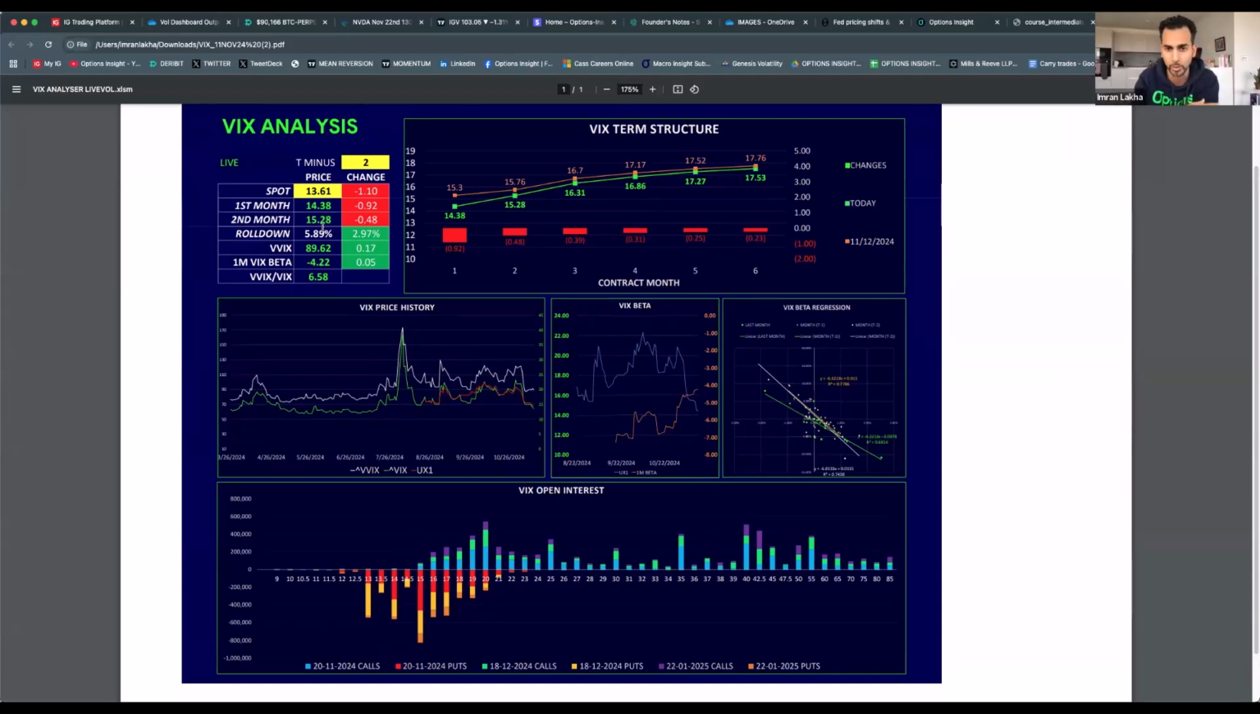Obviously, we had a negative roll down into the election period because we were in backwardation, but we're in a more normal contango. That roll down generally can be anywhere between 5 and 10%, depending on the steepness of the curve and how things are.